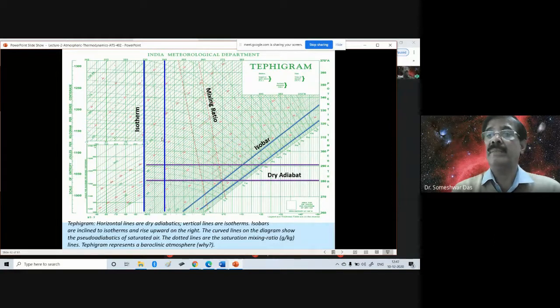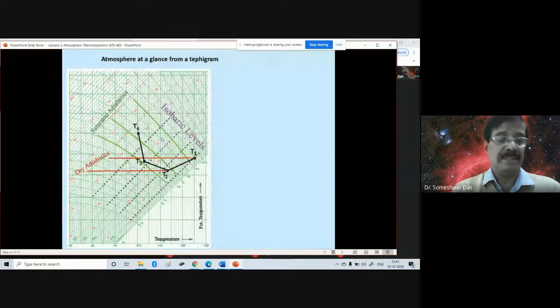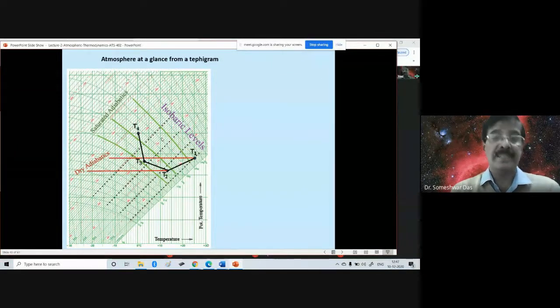I just repeated it for your convenience. And I had discussed this diagram also last time. For example, as you can see in this diagram, same thing. These lines are the isobars, as I discussed in the previous slide. These horizontal lines are the dry adiabats. These curved lines are the saturated adiabats.